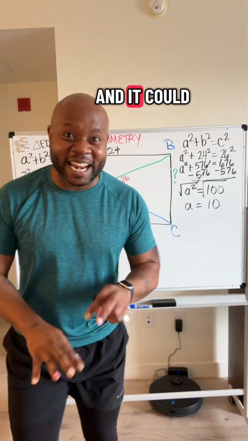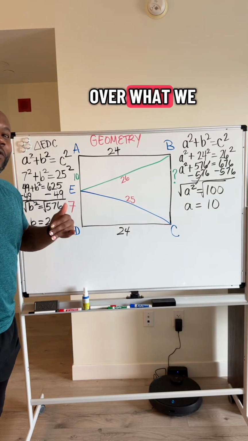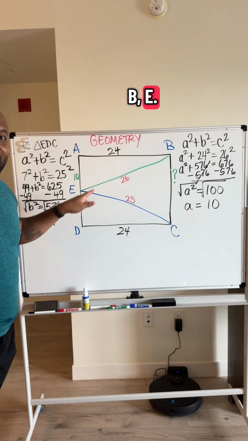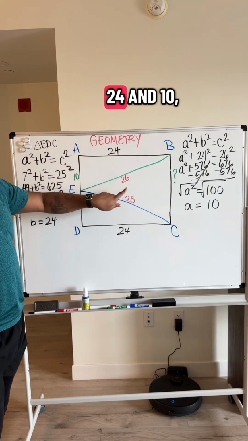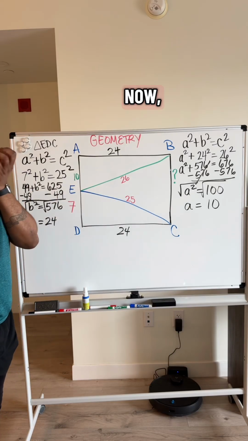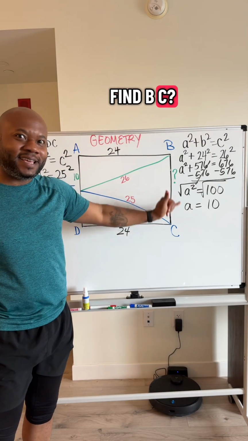That was a lot of work, and it could be a little confusing on this board because it's jumbled up, but let's go over what we just found. We just found right triangle ABE. The sides are 24 and 10, and the hypotenuse is 26. Now, how do we find BC?